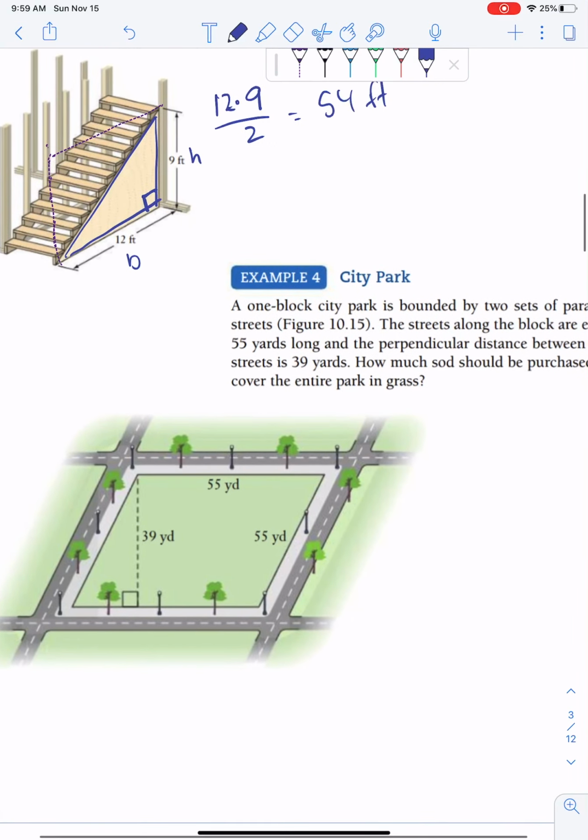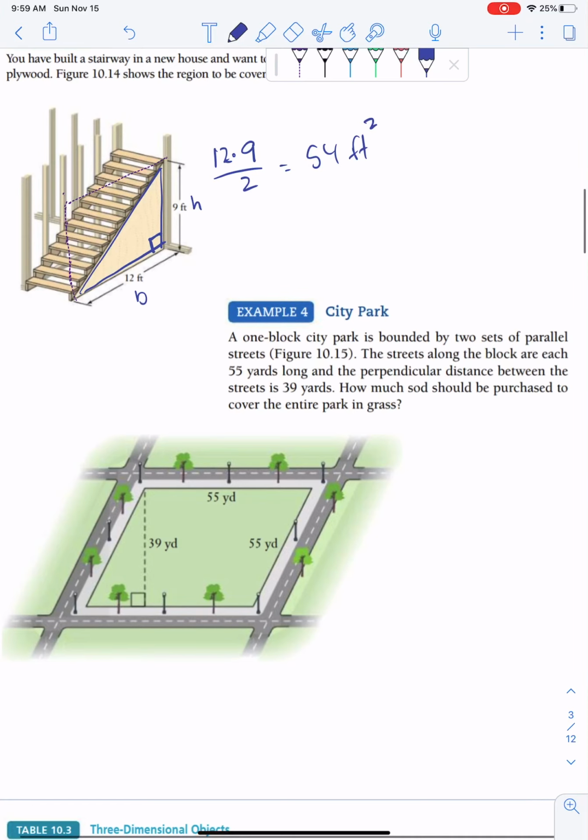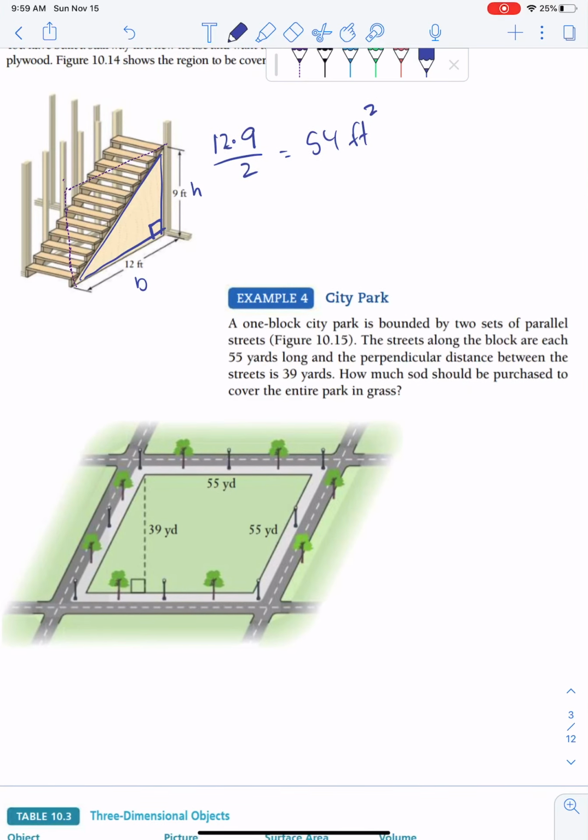Okay, City Park. I like this question. I wish it didn't give you the diagram. Otherwise, I think this would be a great ACT question. It says that there's a city block and it's bounded by 2 sets of parallel streets. The streets along the block are 55 yards long. So most people are going to draw this as a square and say 55, 55.